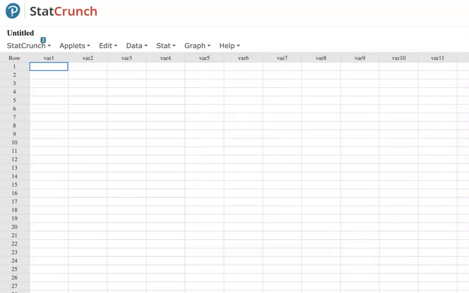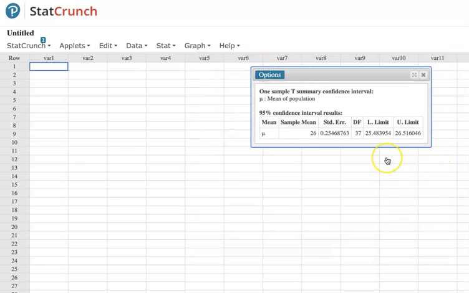We click compute, and our lower limit is 25.48 to 26.52. And so we're confident that the true mean is between 25.48 and 26.52 minutes. Now we could use that information to compare to what it would be in the emergency room to see if this is an effective way to decrease the processing time for flu patients.